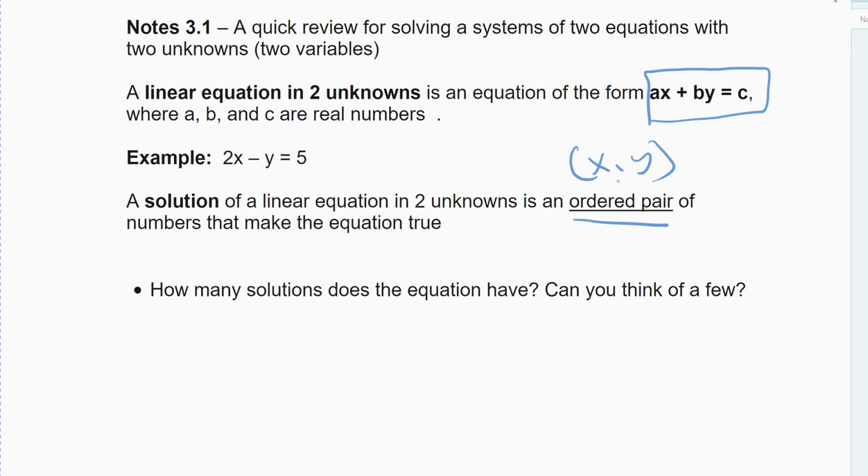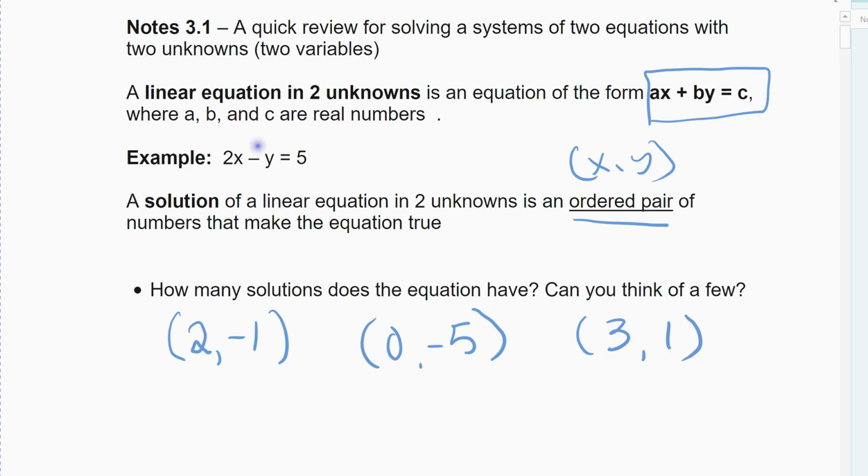Alright, well, how many solutions does this equation have? Can you think of a few? Well, the easiest one for me would probably be 2 and negative 1, right? If I plug 2 in, that gives me 4. The negative 1 gives me a 1. And so that's another one. Or 0, negative 5 is another one. Alright, but there are many, many different ones. If I did 3, 1, that's another one, because that would give me 6 minus 1. And I could keep going. Those are the easiest cases. And so how many solutions are there?